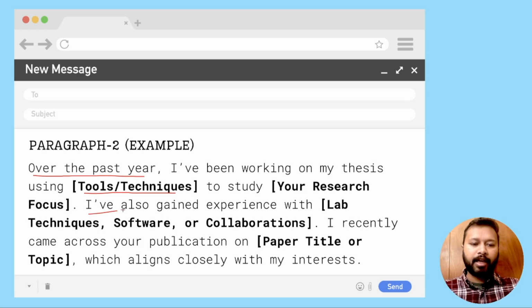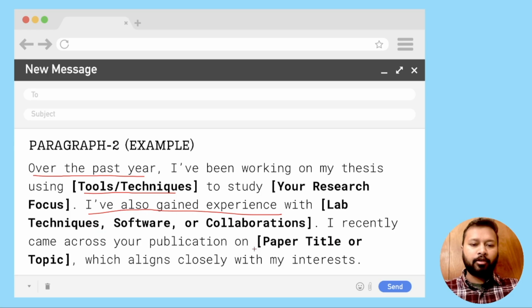And then you can say that I have also gained experience with which software, lab technique or collaboration you have as experience, you can mention that. So till here now you are trying to tell the other person what things you are going to bring to the table. Okay, what things you have been doing, what things you know, and what you have been doing in the past few years.